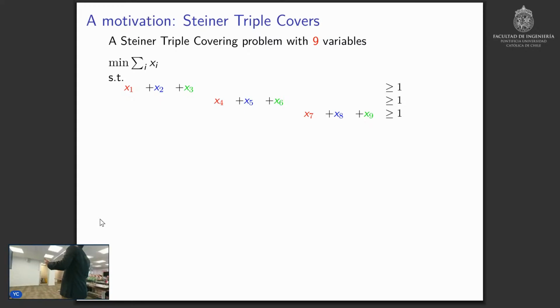Now, basically, you need to cover the first inequality, you need to pick 1 variable from the first set of blocks. Clearly, if you have a feasible solution that covers this constraint, and now you permute these variables, you get another feasible solution.